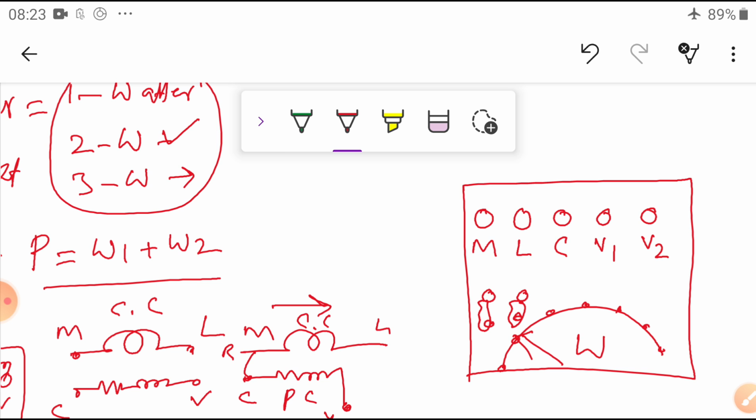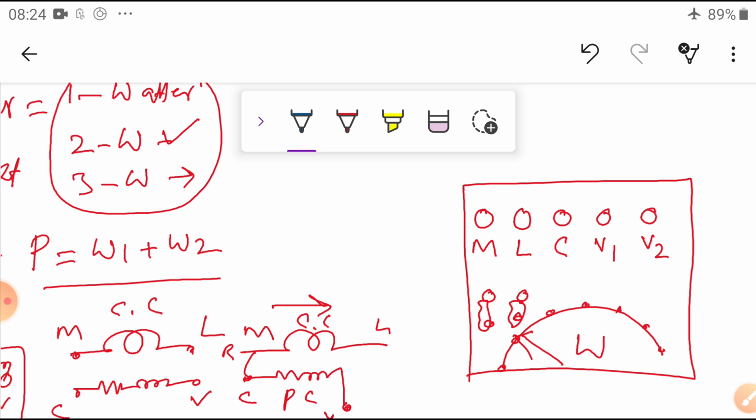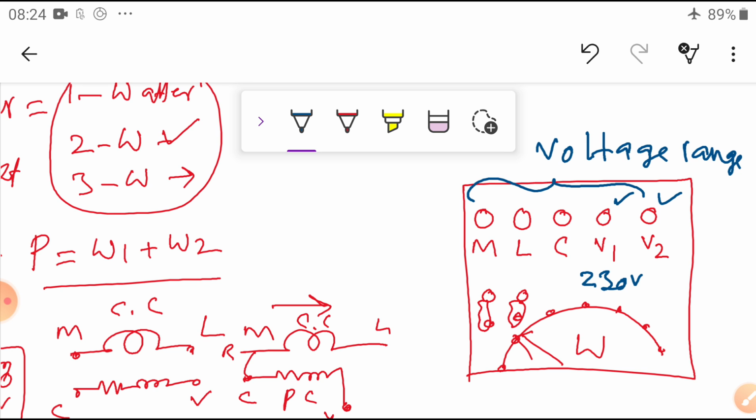So in this case you have to remember that this range is known as the voltage range. That means you can connect V1 or V2 as per your requirement. For example, I want to connect V1. What is the correct connection? For example, V1 is 230 volts and V2 is 500 volts. For single phase I can connect to the 230 volts, for three phase I can connect to the 500 volts. There are options in this case.